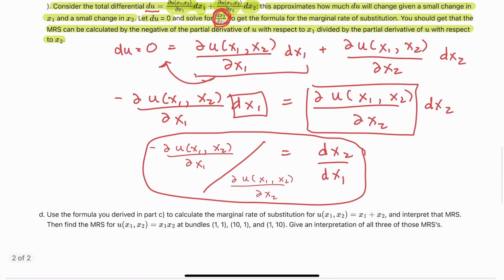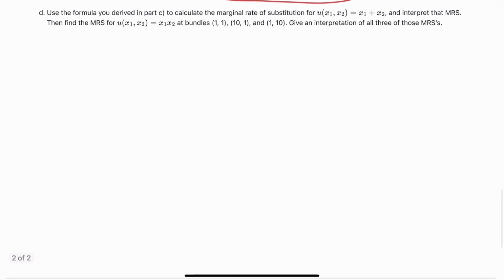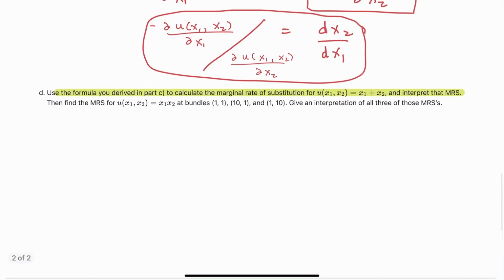Okay, going on to part D. Part D, I say, use the formula you derived in part C to calculate the marginal rate of substitution for this utility function, x1 plus x2, and interpret the marginal rate of substitution. So let's use this. We know that the MRS is this. And we have this formula right here. Copy.